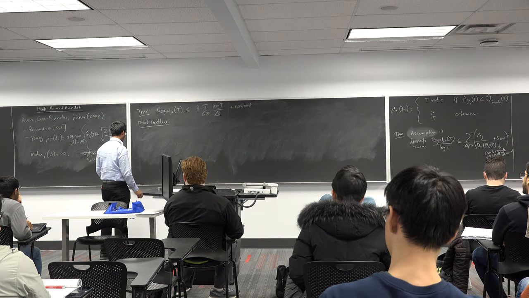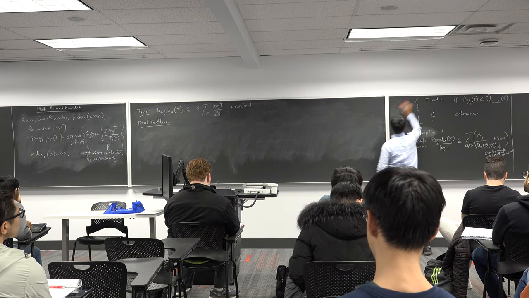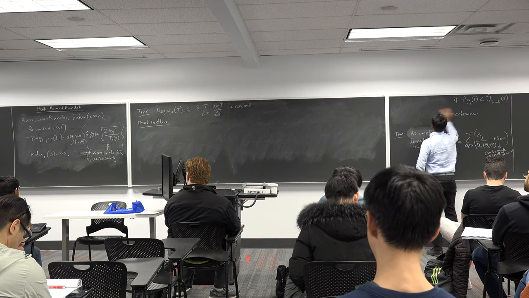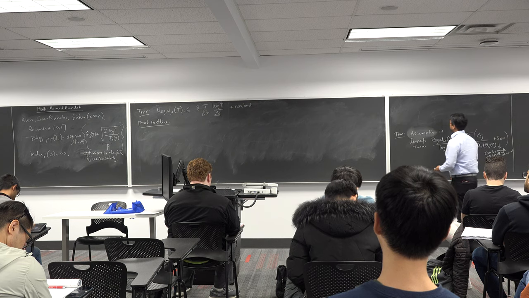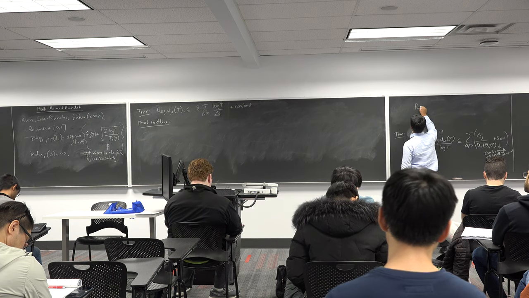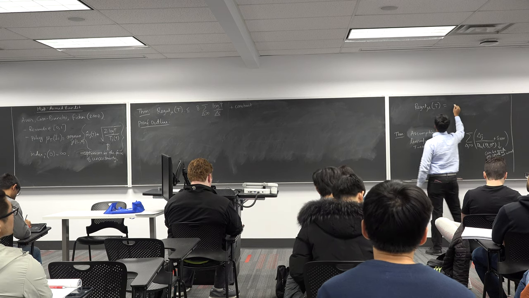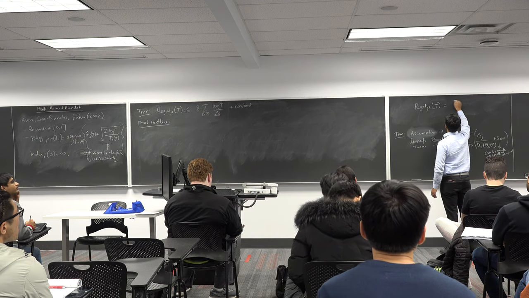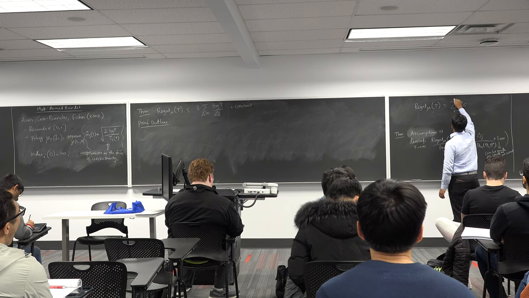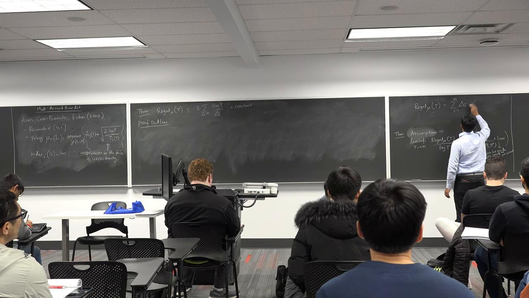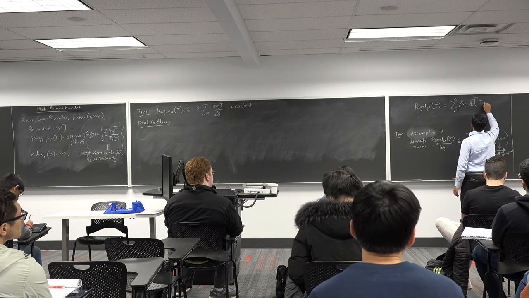Okay, so I hope everyone remembers the expression for regret. The expression for regret under some policy mu at time t is the summation over i equals 1 to n of delta_i times the expected value of T_i.